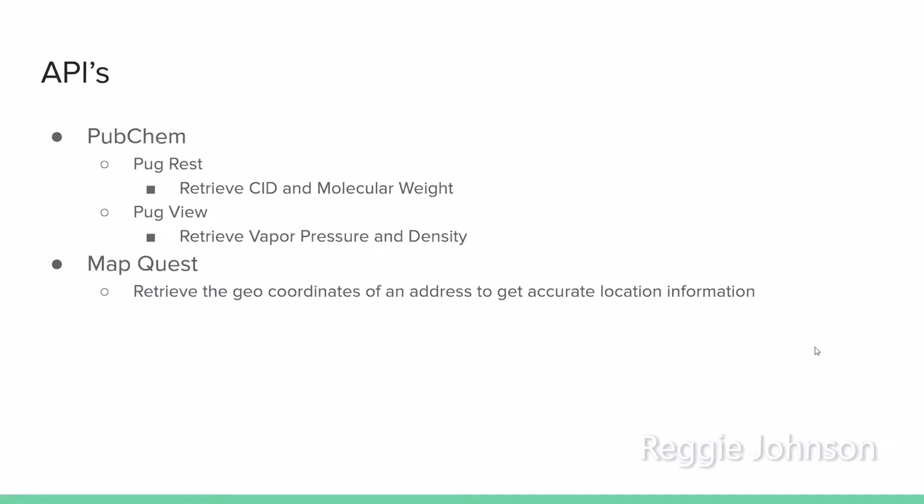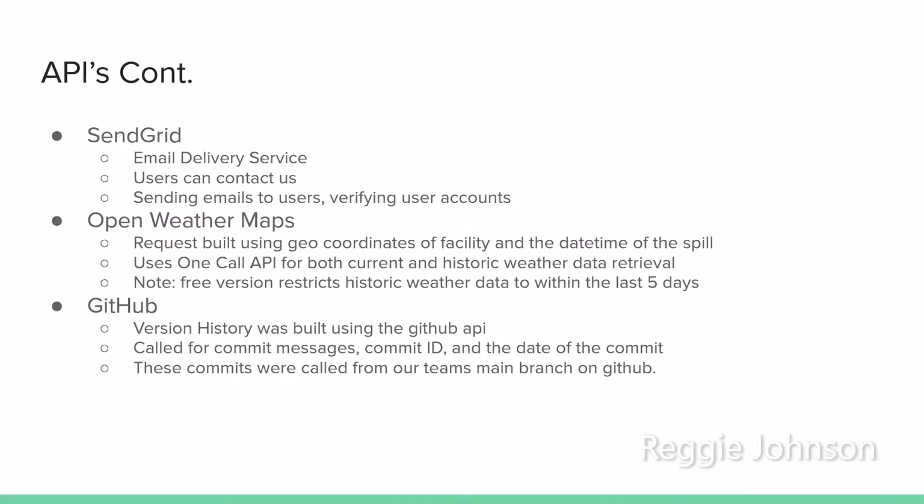The next API on here that I use is the MapQuest API. With this API, I'm able to retrieve the geo-coordinates of an address to get accurate location information. This is important for the spill calculation so that we can get accurate information to the user. The geo-coordinates are important because they allow us to retrieve current and historic weather data. We use the OpenWeatherMap API to get the current and historical weather data. We use the free version, which restricts historic weather data to within the last 5 days.